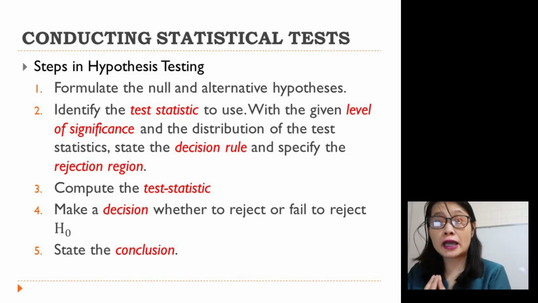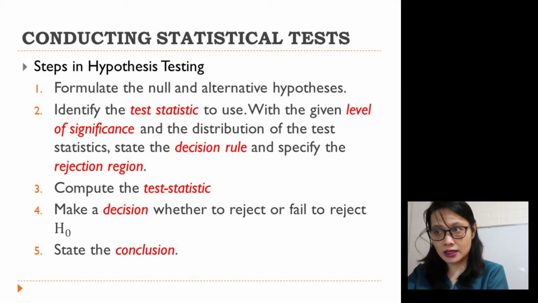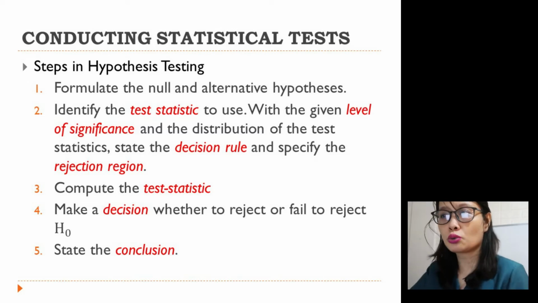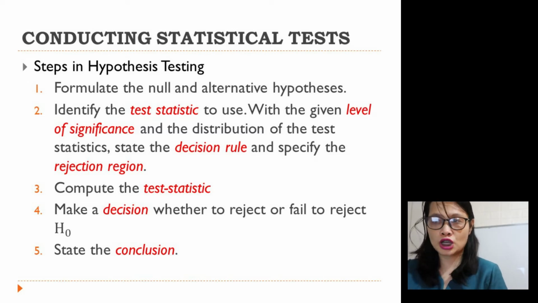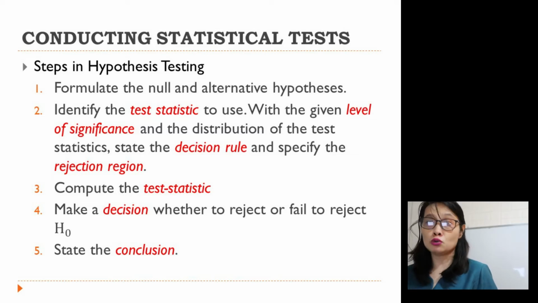Okay, so these are the steps in hypothesis testing. Number 1, formulate the null and alternative hypothesis. Number 2, identify the test statistic to use with a given level of significance, and then the distribution of the test statistics. State the decision rule and specify the rejection zone. Number 3, compute the test statistic. Number 4, make a decision whether to reject or fail to reject HO. If you fail to reject HO, meaning you need to accept your HO. And then number 5, state the conclusion.